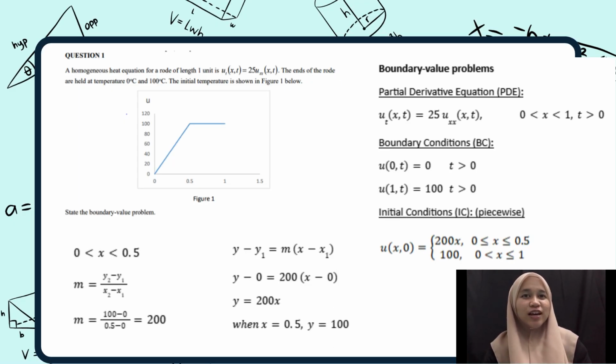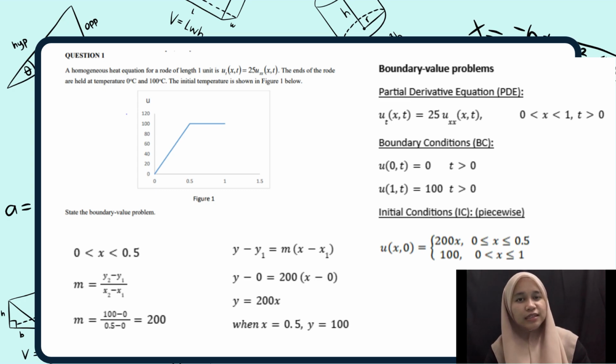Okay, so I am going to explain how we solve this question. First, we need to find the equation of the initial temperature line from the graph so that we can confirm the initial condition, IC, for the boundary value problem. To do this, we will calculate the slope m of the line between point 0 and 0.500. We get the m value equal to 200, then we use the point slope form.